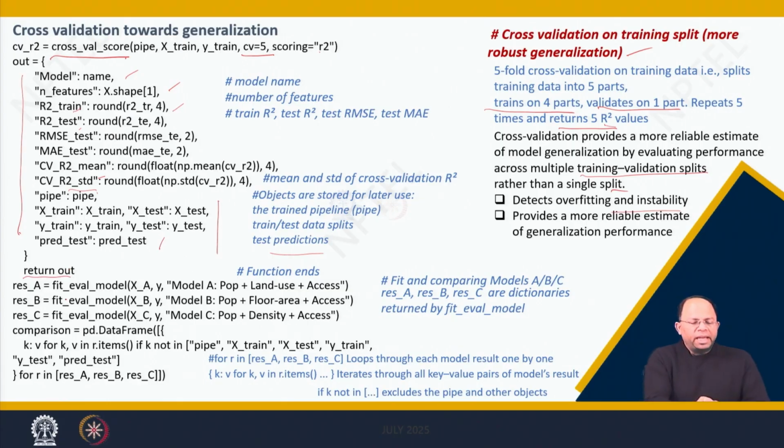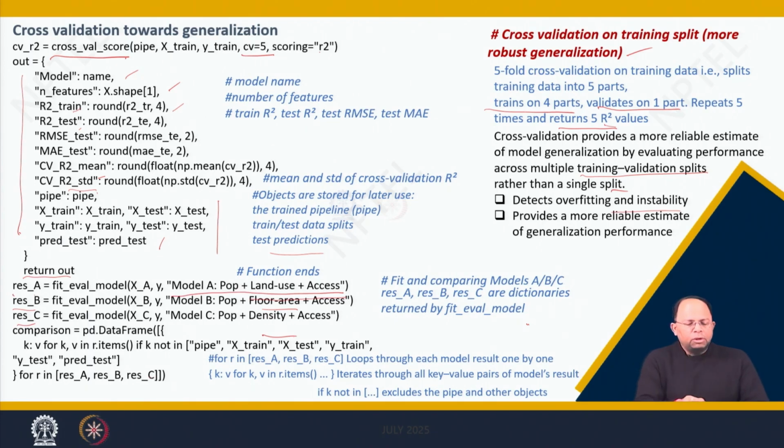So that means res A fit eval model, where we are passing all the parameters that we talked about earlier. So we fit and compare the 3 models A, B and C, and then RSA, RSB and RSC are the dictionaries returned by the fit eval model. What it returns is given by the model, and this would be stored in these dictionaries. Python will automatically choose the variable type according to the return data and store it there. The first model is of course the model for land use, the other is for floor area, and the third one is for density.